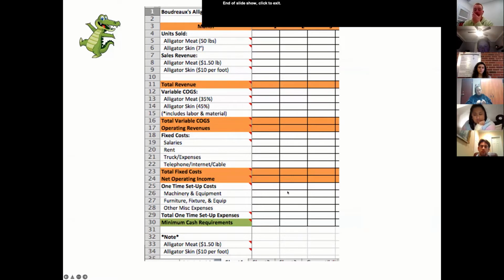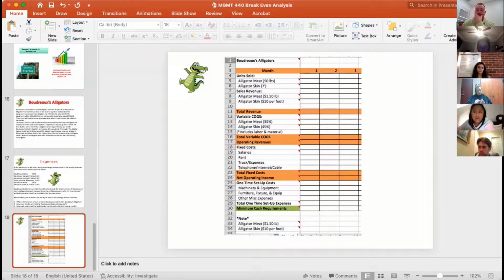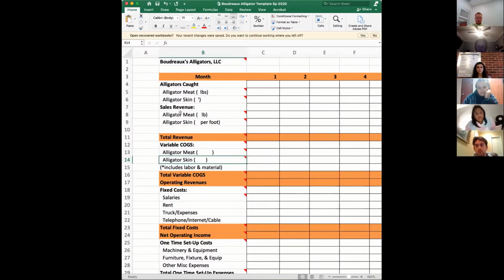So let me do this. Let me stop sharing that one. Okay, I'm blowing this up big enough so everyone can see. First of all, what we need to do is know how many alligators he will catch. I'm pulling up my file that shows what Boudreaux says. And you're going to have to show me all formulas, because if you don't show me a formula, I'm not going to give you credit.